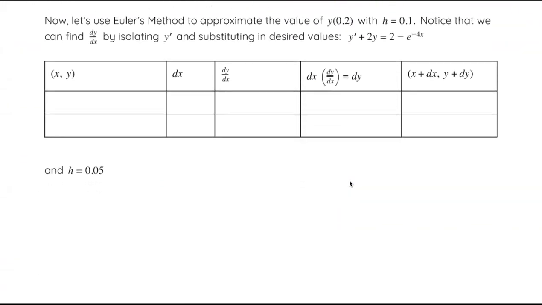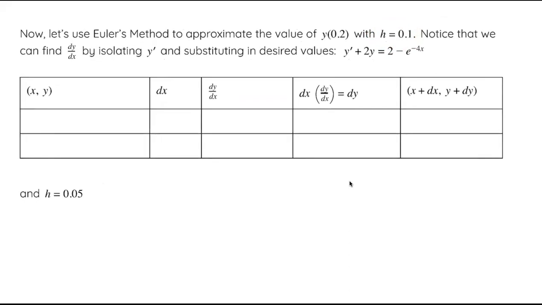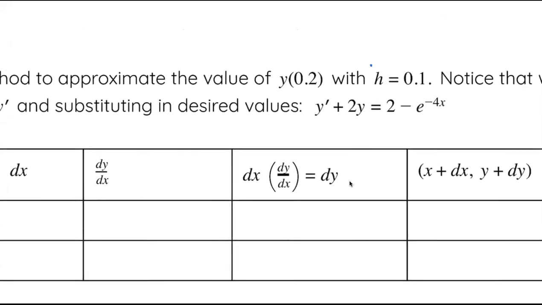All right, so now we're going to use Euler's method, and we're going to use this twice. The first time, we're going to use h equals 0.1. The second time, we're going to use h equals 0.05. Now, let's make a note here that h is 0.1.